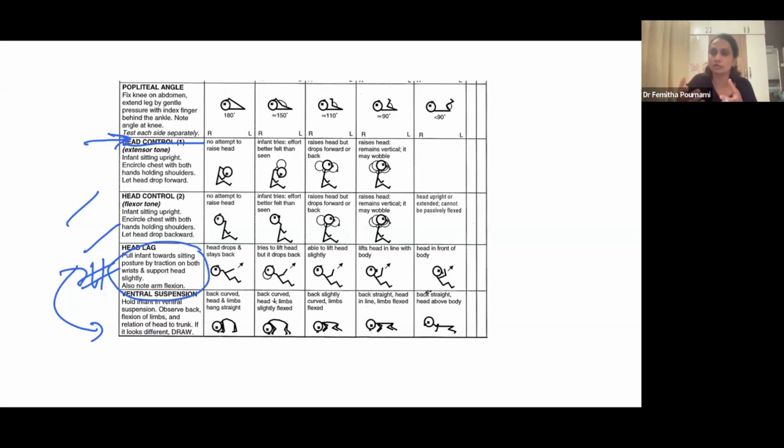Because what are you testing? You're only going to test if there is a head lag or not. You don't have to demonstrate that the head is going all the way back and make the baby go for obstructive apnea or severe respiratory distress. Okay, so you don't want that. So you want some control over what you're doing.